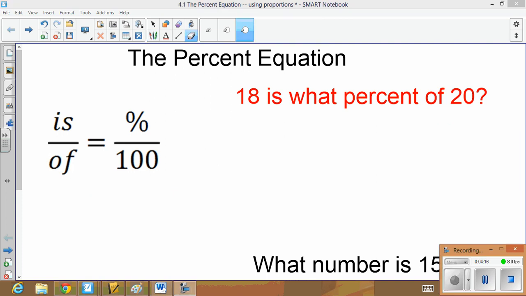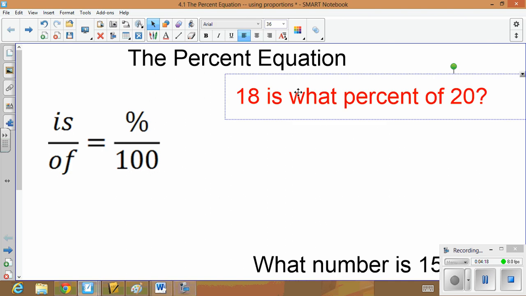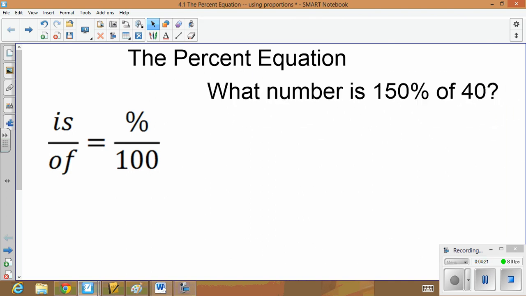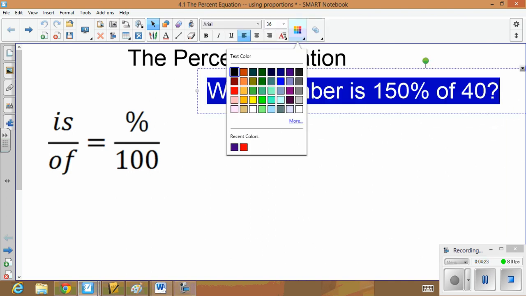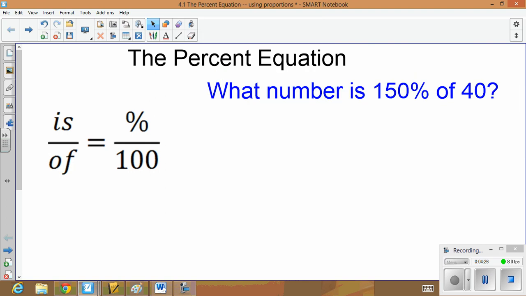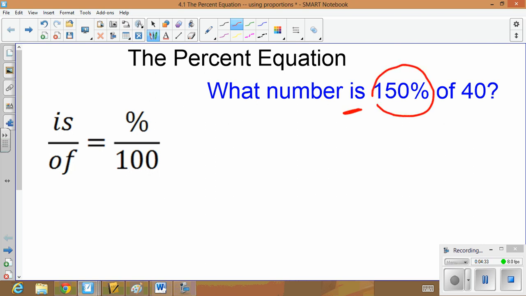So let's try one more example. And I have what number is 150% of 40? So all we need to do is go through. I see the word is, but the number that comes next is a percent because there's a percent sign there. So this number here is the percent, not the part. How do I know? Because there's this little percent sign right here. Then we have of 40. So this is my whole or my denominator. So I am looking for the part.